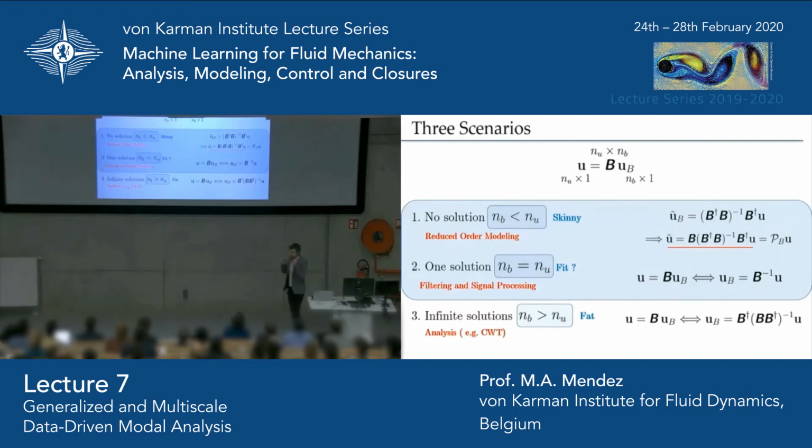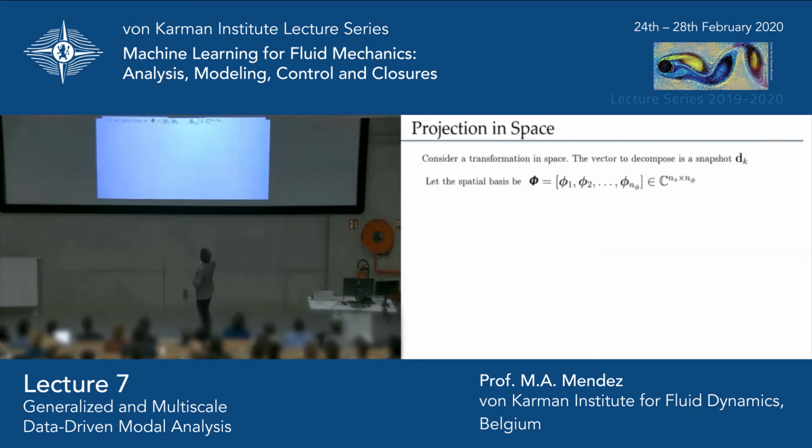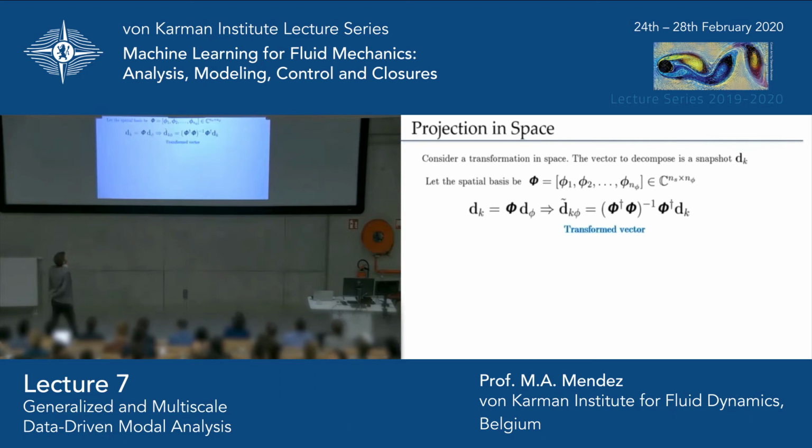Now, let's go to projection in space, for example. So projection in space means I take one snapshot, one column of my data, and I construct my basis, which I will call from here on phi, okay? And as you have seen, if I write it in general form, this would be my transformed vector.